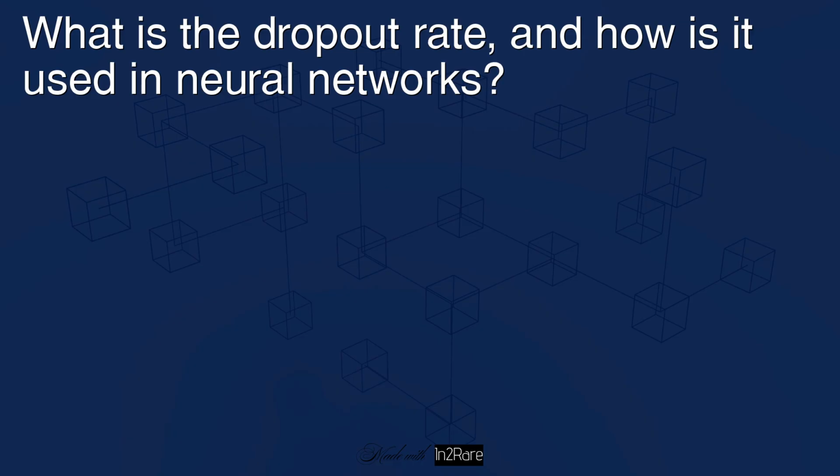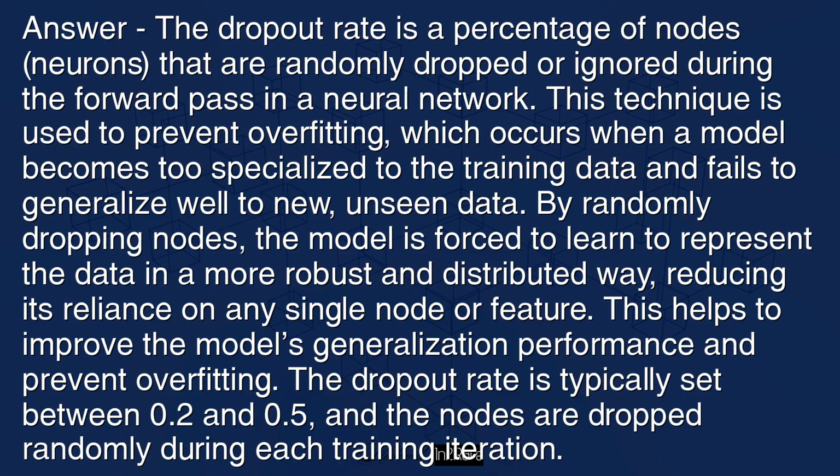What is the dropout rate, and how is it used in neural networks? Answer: the dropout rate is a percentage of nodes, or neurons, that are randomly dropped or ignored during the forward pass in a neural network. This technique is used to prevent overfitting, which occurs when a model becomes too specialized to the training data and fails to generalize well to new, unseen data.